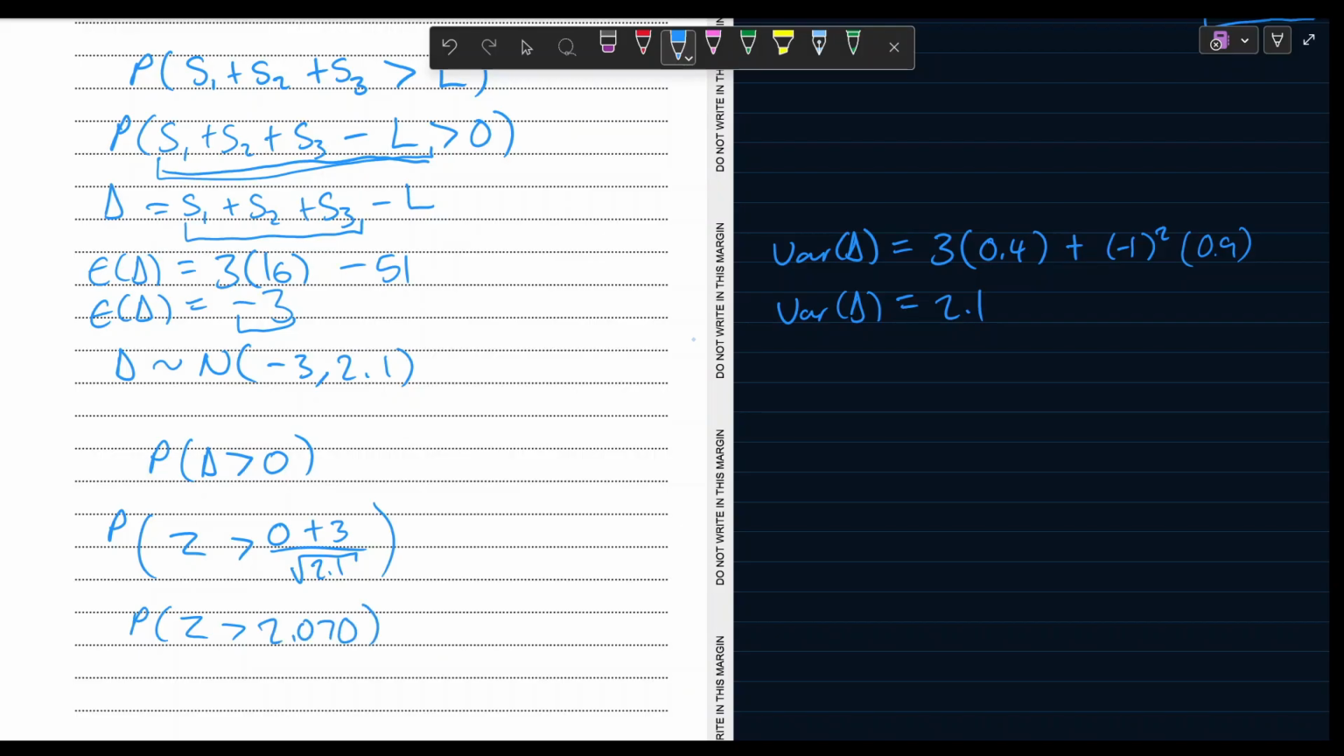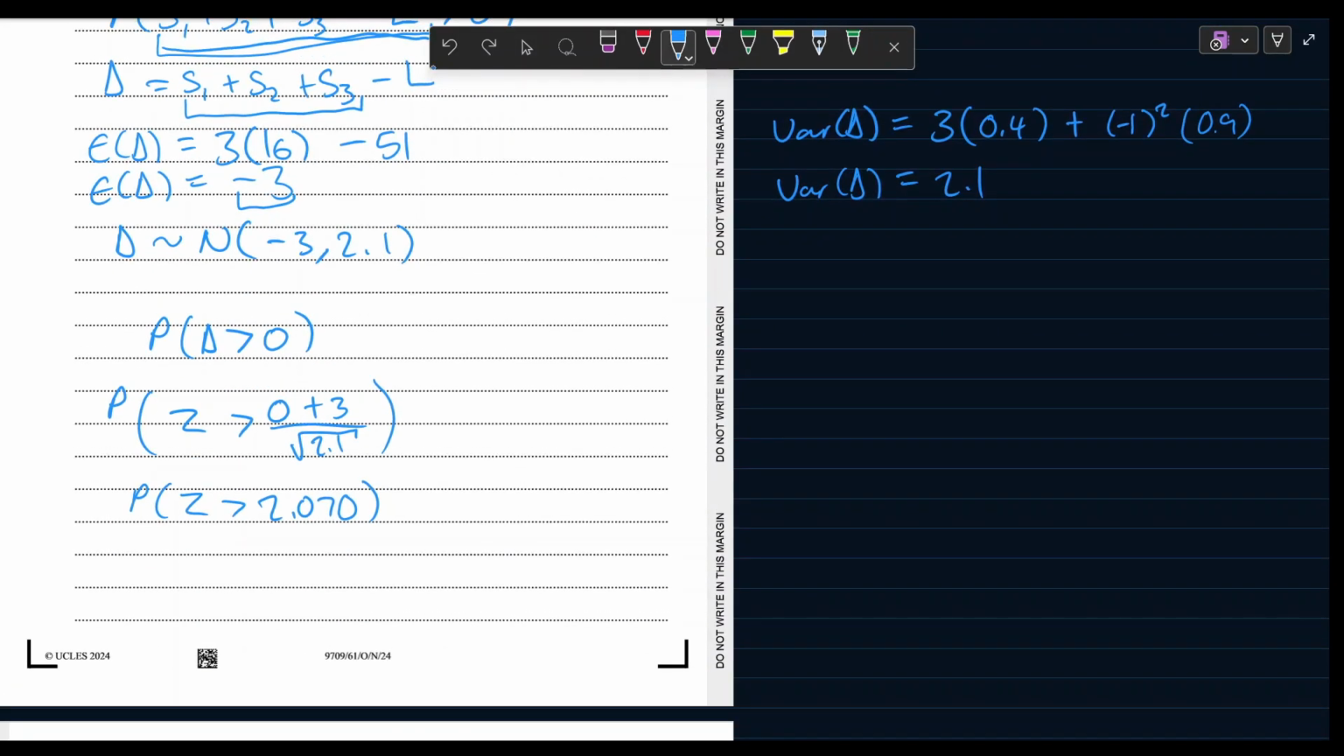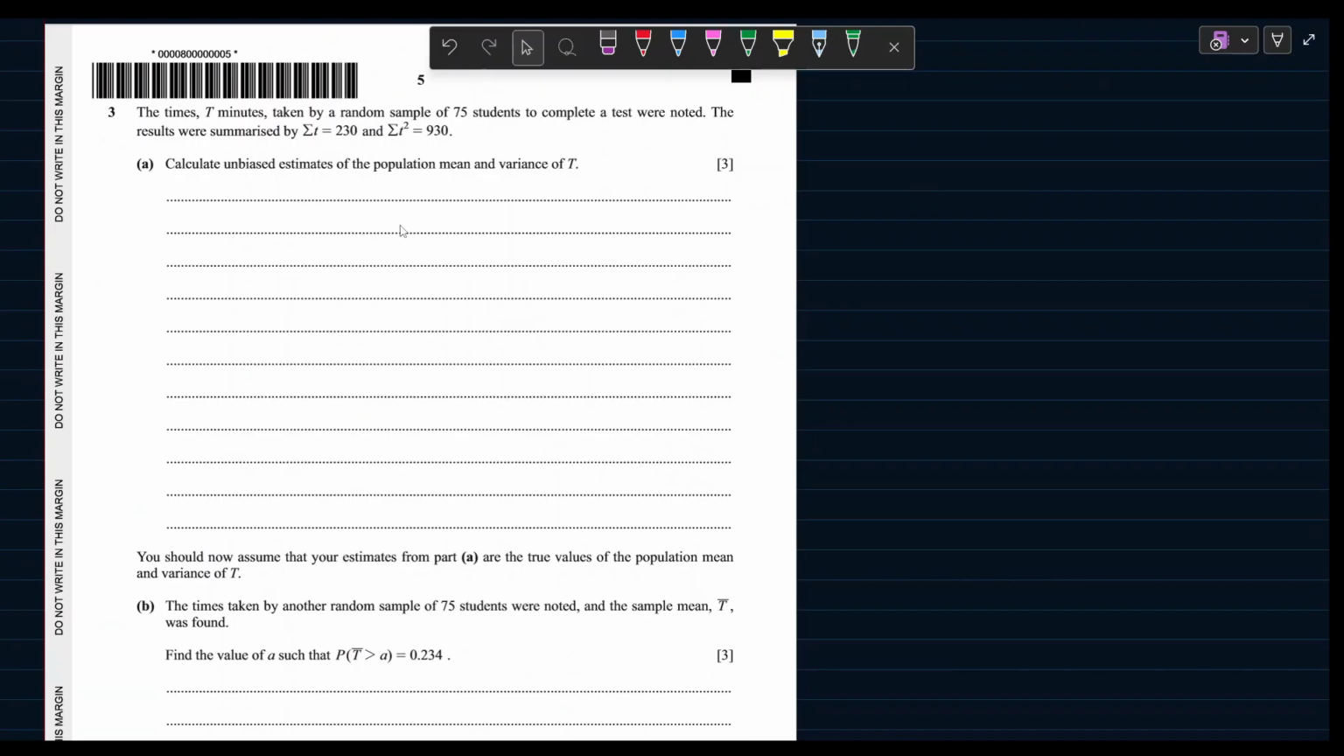And so that's 2.070 to 3 decimal places. To get this area, it's going to be 1 minus Φ of 2.070. So 1 minus Φ of 2.070 is 0.9808. Therefore, our final answer should be 1 minus 0.9808, which is 0.0192.